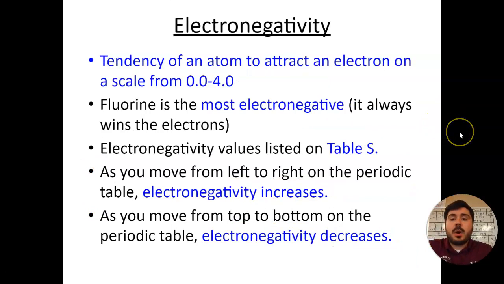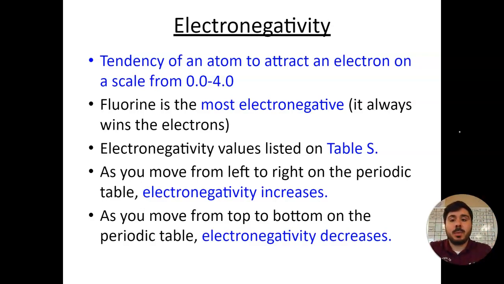So now electronegativity. Electronegativity is a little bit of a different type of thing here, another different trend we're going to talk about. Electronegativity is the tendency of an atom to attract an electron on a scale from 0.0 to 4.0. And out of all of the elements in the periodic table, fluorine is actually the most electronegative.